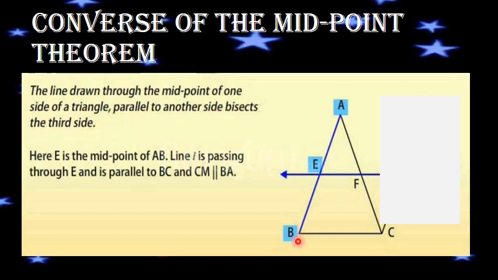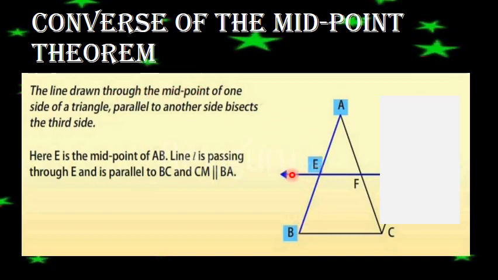Now let us consider the triangle to be ABC. You can see the triangle here, ABC. The line drawn through the midpoint of one side. So I will consider that one side to be AB. Mark the midpoint of that as E. So E will be the midpoint of AB. So the line drawn through the midpoint, this is the midpoint, isn't it?